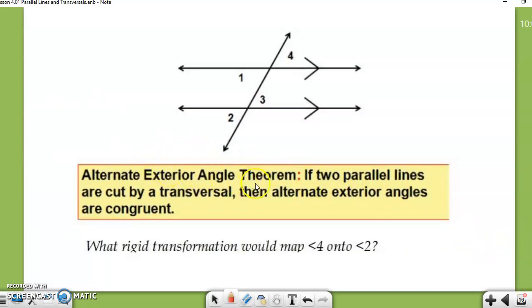Okay, my alternate exterior angle theorem says if two parallel lines are cut by a transversal, then the alternate exterior angles, so outside, opposite sides, are congruent. I have parallel lines cut by a transversal. What rigid transformation would map angle 4 onto angle 2? Again, a rotation. Now notice 1 and 4 are vertical, so that makes them congruent. 2 and 3 are vertical, that makes them congruent. So all these angles are actually congruent.